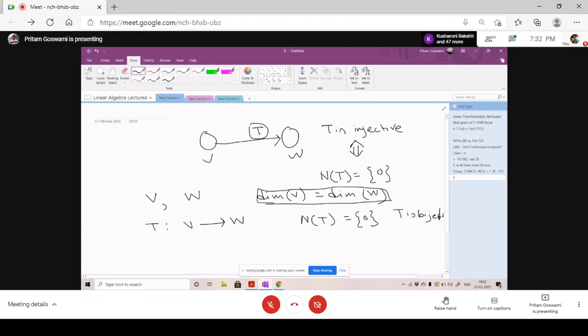Why? Can anyone try? One hint is it will come from the rank nullity theorem. So in that theorem, null space of T is the zero vector, so its dimension is zero. So rank of T will be equal to the dimension of V. Yes, so that is the rank of T will be dimension of W, not V. And because dimension of W equals dimension of V, that's why you can write dimension of V. So basically it is onto, right?